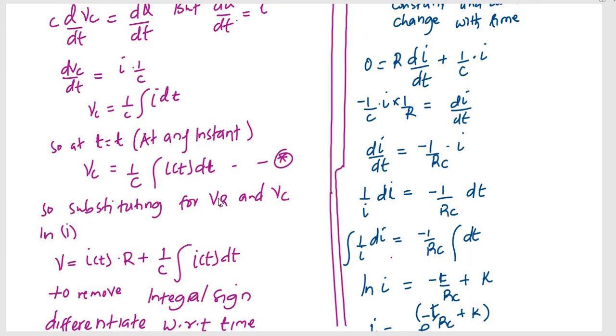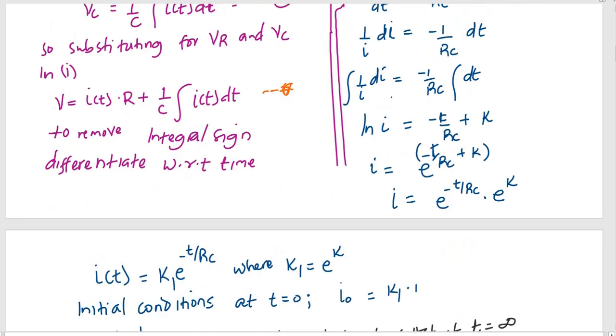So substituting for VR and VC in the equation V equal to VR plus VC, it gives us that V is equal to, this is VR, which is i(t) times R, plus 1 over C integral of i(t) dt. So for us to remove the integral sign, we have to differentiate the whole of this function with respect to time.